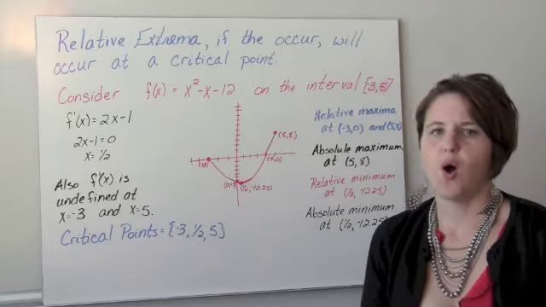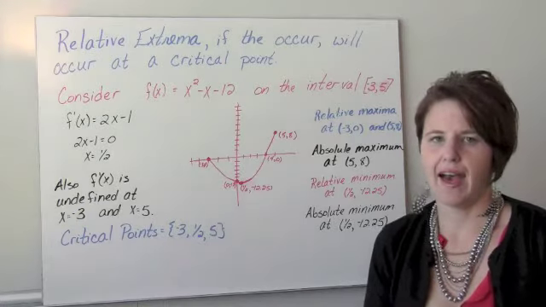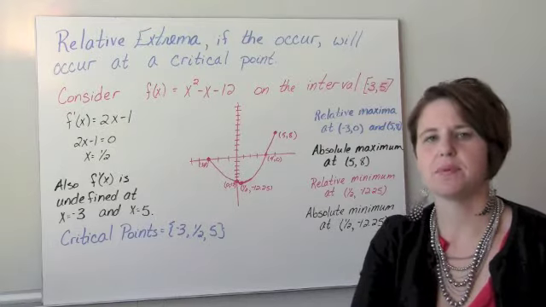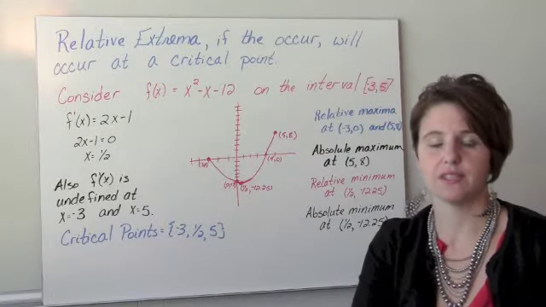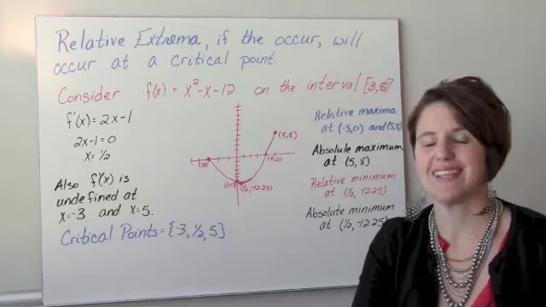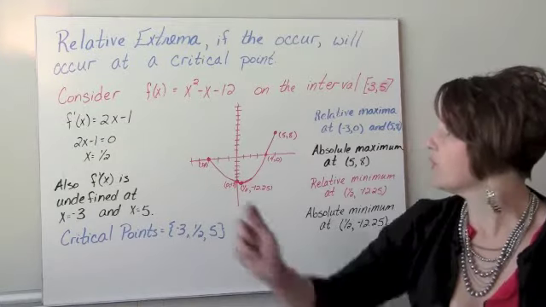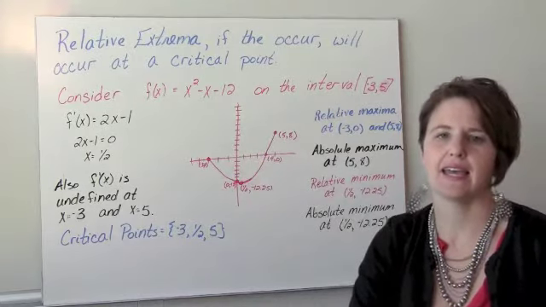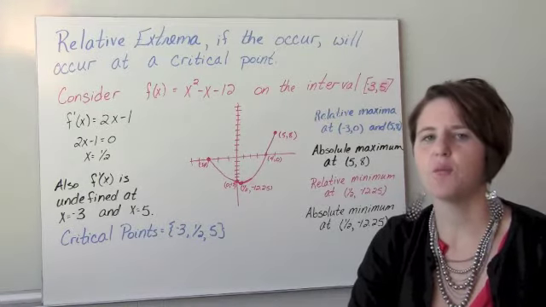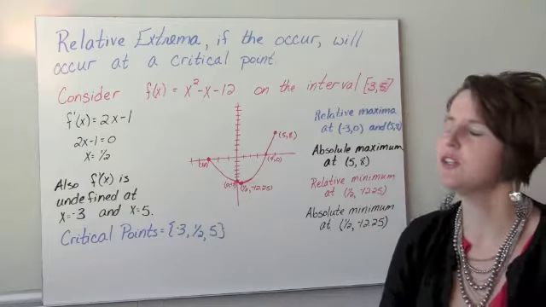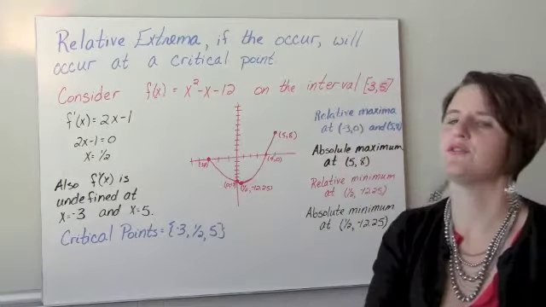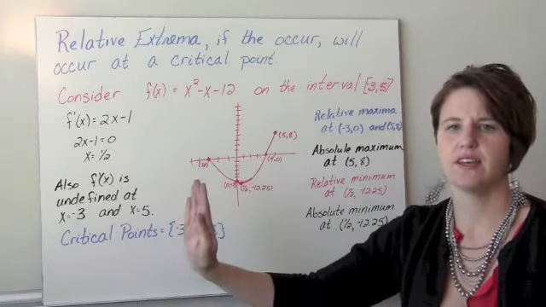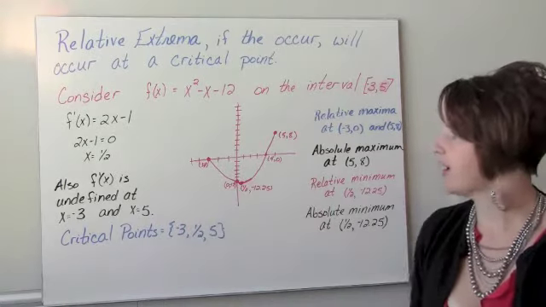Relative extrema only occur at a critical point. Remember that a critical point is the place where the derivative either equals 0 or the derivative is undefined. So if we were to consider the function f of x equals x squared minus x minus 12, and we're going to put this on a closed interval, from -3 to 5. So we're looking only from x values -3 to 5.